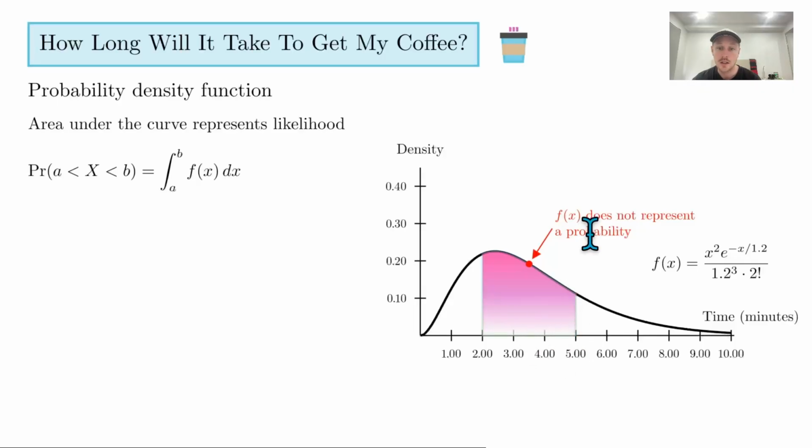And we need to be careful here. Any point on the curve, f of x, does not represent a probability, because the probability that we get the coffee at exactly, say, 3.5 minutes or 3 minutes and 30 seconds is actually 0. This is what's called a continuous random variable. If you measure it really accurately, 3 minutes and 30 seconds and 42 milliseconds, it varies continuously. So the only meaning we can create out of this is by finding areas underneath this curve, which I think is interesting.